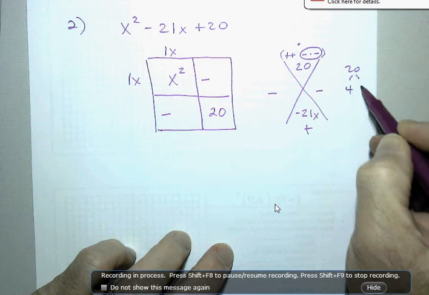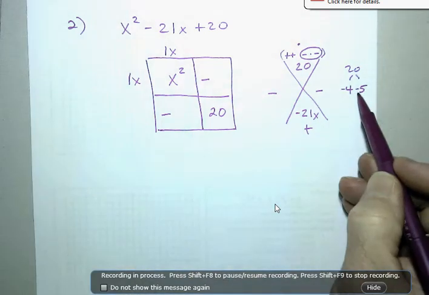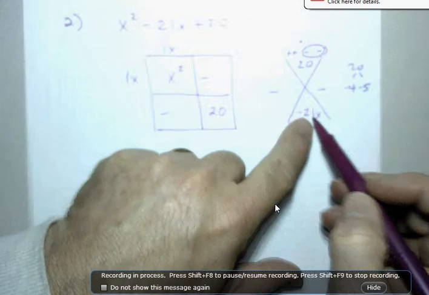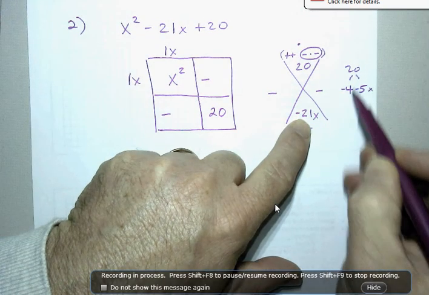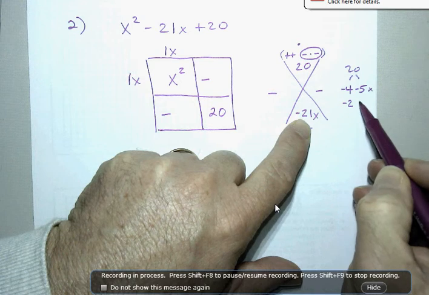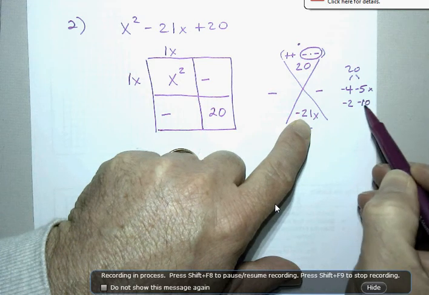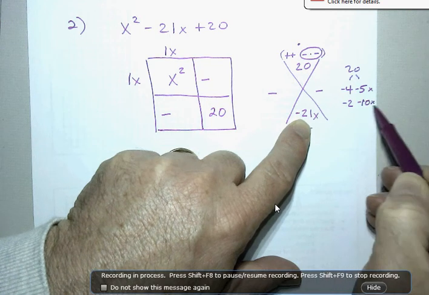So 4 and 5, both of them being negative. Well, so that's adding them. That's not going to do it. That's negative 9, and I want negative 21x. That's not going to do it, so that's not right. So let's see, negative 2 and negative 10. Well, that's negative 12. That's not even anywhere close either. I mean, it's getting closer.